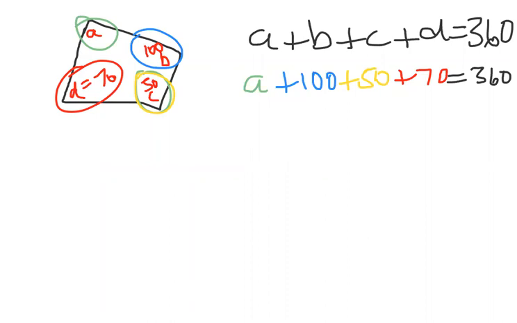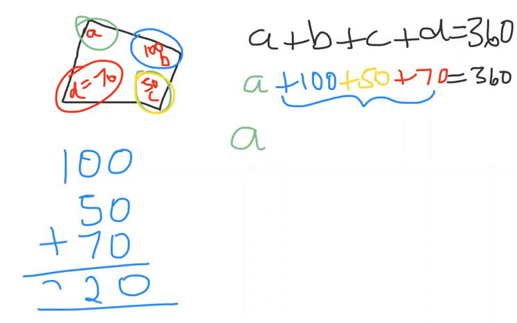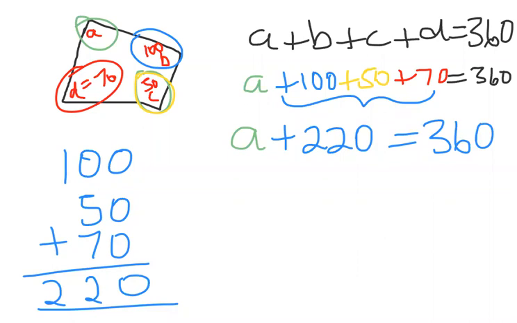So for now, what I'm going to do, I'm just going to add this up first. So separately, I'm going to say 100 plus 50 plus 70. And if you do it, then that answer will be 220. So that means A plus 220 equals 360. And then you do it like we did previously.